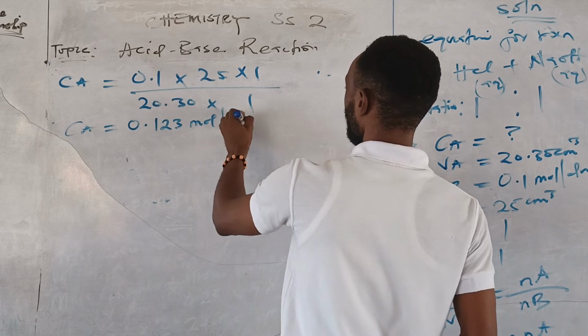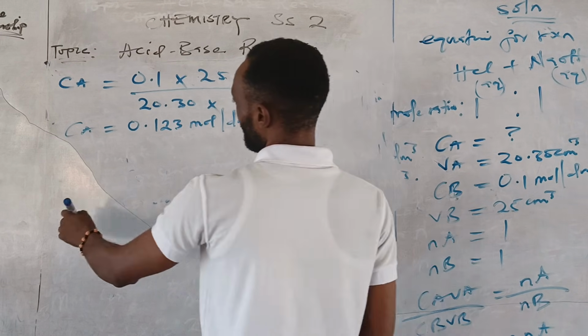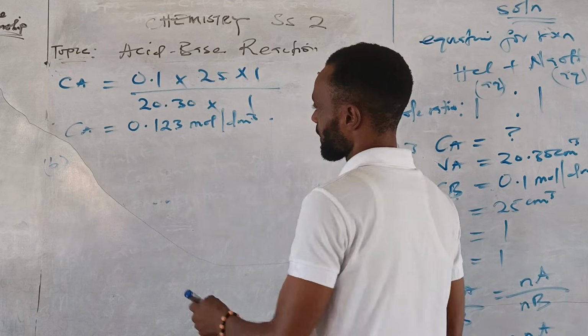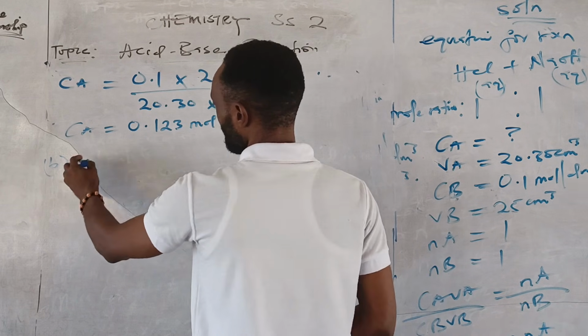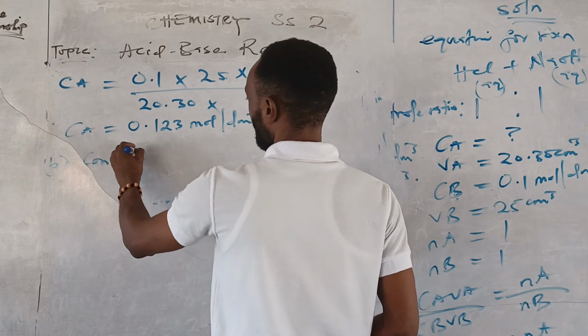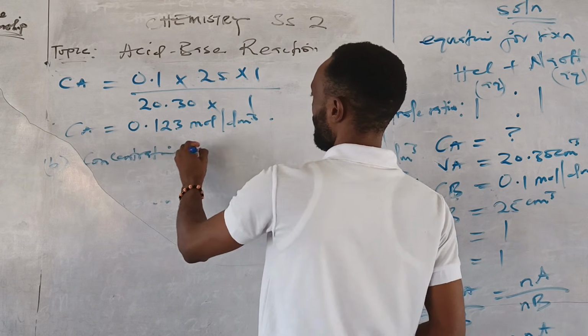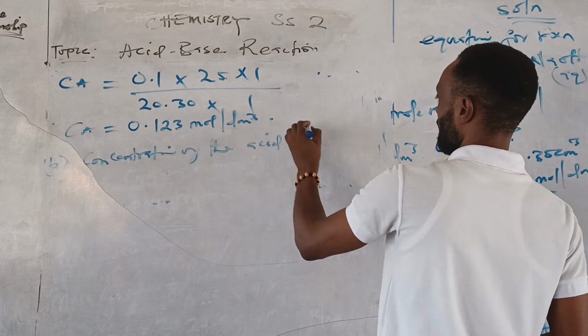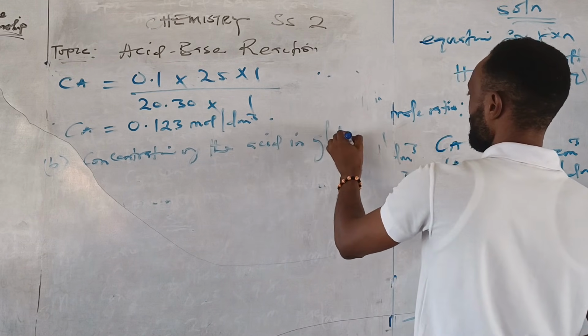mole per dm cube. And then the second aspect of the question, B, which says calculate the concentration of the acid in gram per dm cube.